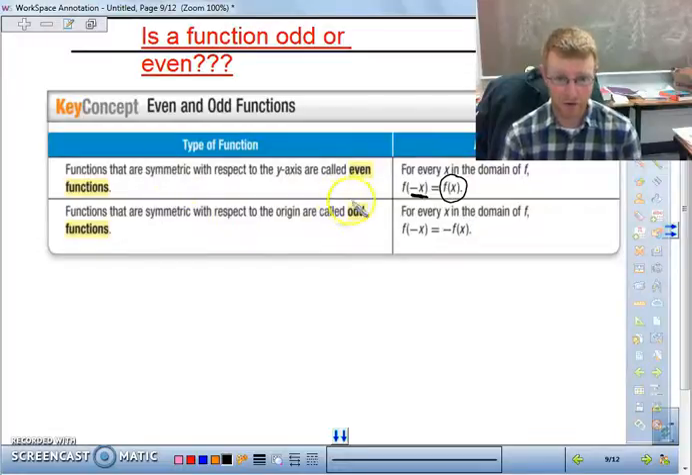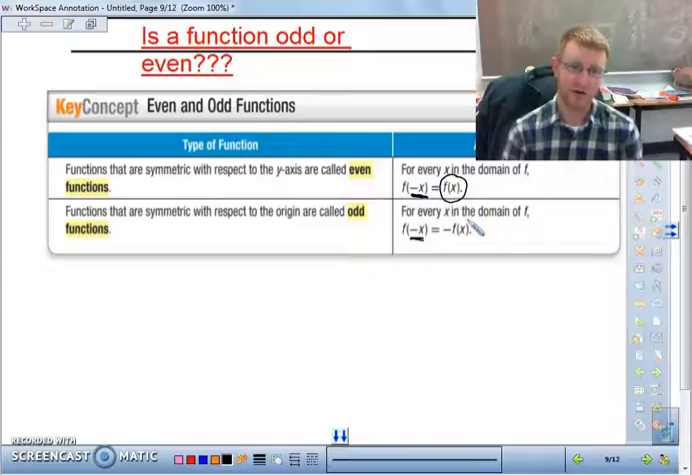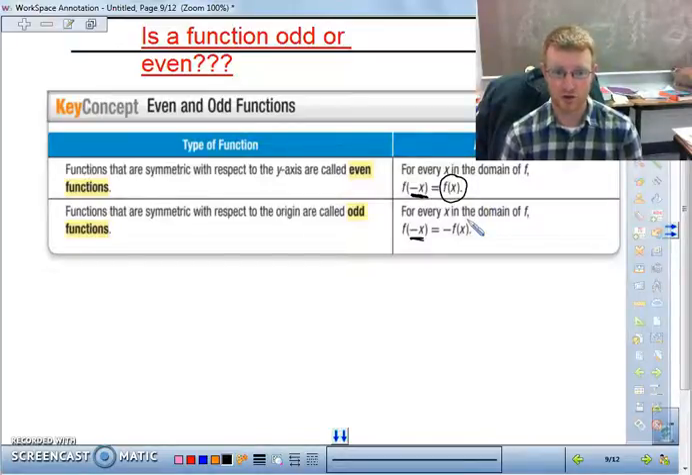Okay, and then an odd function, this one's a little bit different, but in this case, when we plug in a negative x, we're going to make our entire function negative. So you're going to be symmetric to the origin in this case. So we have symmetric to the y-axis is even, symmetric to the origin is odd. But remember, not every function has to be one or the other. You can have neither if it doesn't work out.